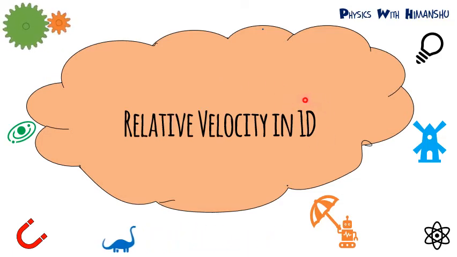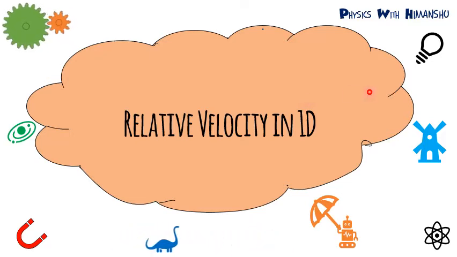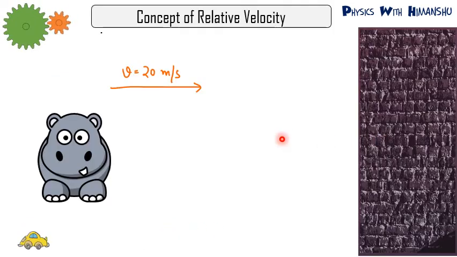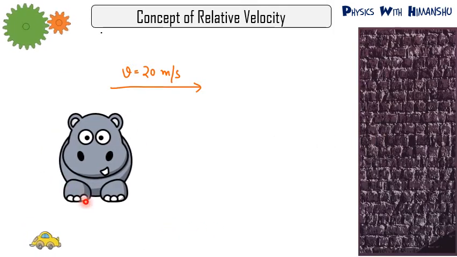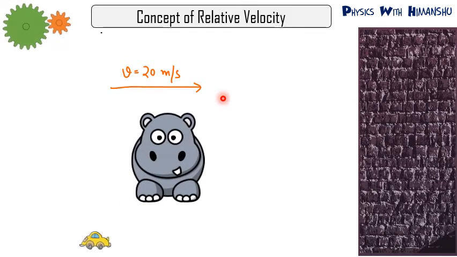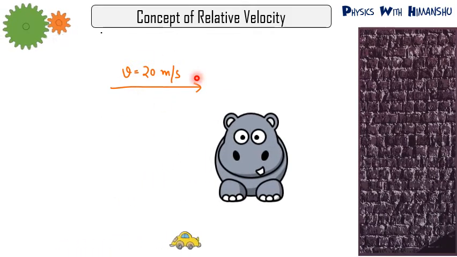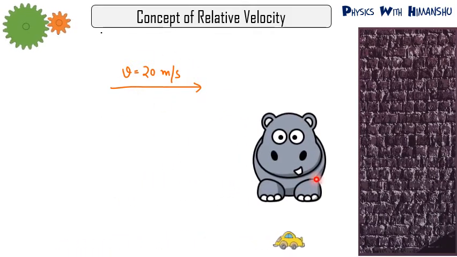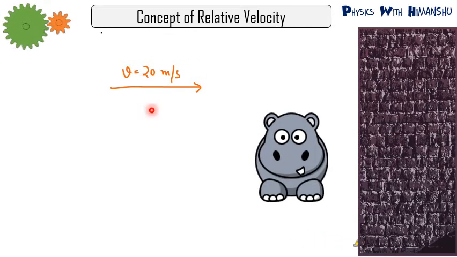Okay, so motion can be in east or west or north or south. It can never be in between. So we'll be discussing one dimensional motion only. So suppose we have a hippo who is moving towards east direction with 20 meter per second. So the hippo is moving towards the wall with 20 meter per second. Okay. Now, if the hippo looks at the wall, see what he will see.